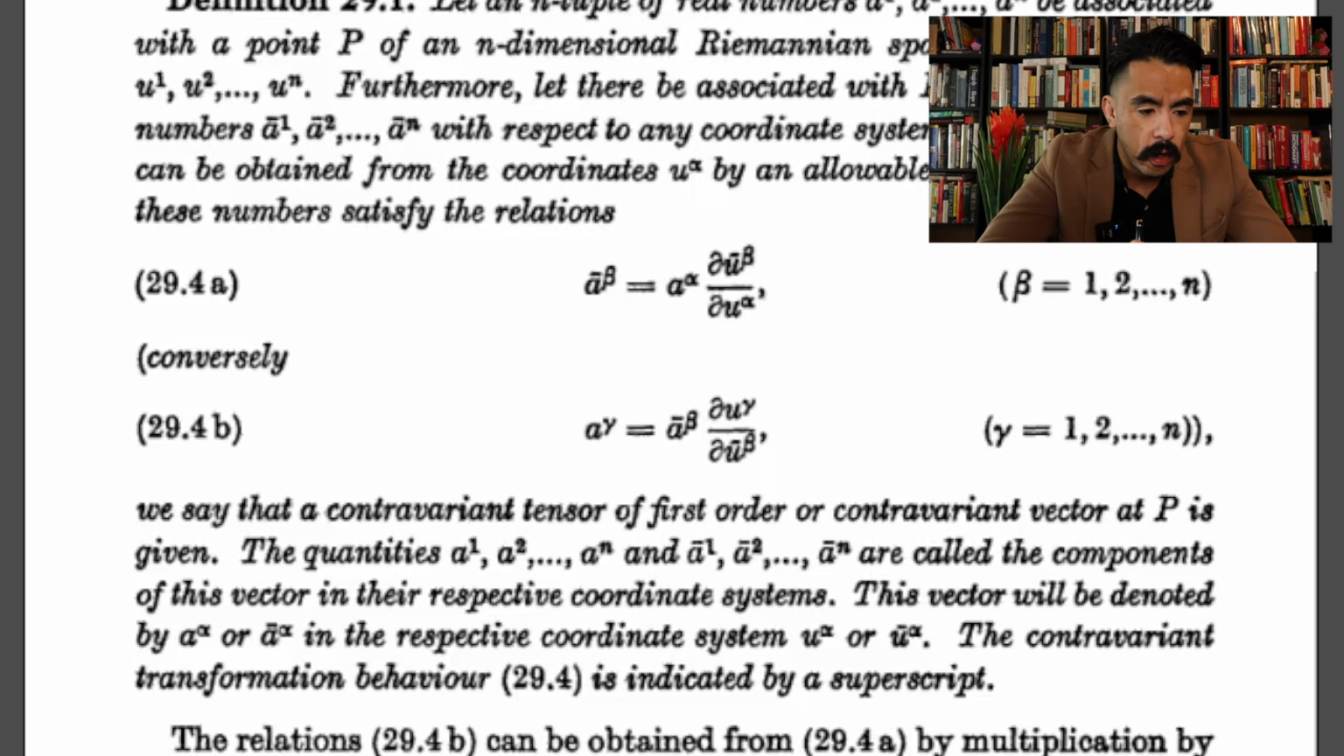The quantities a^1, a^2, etc. through a^n and ā^1, ā^2, etc. through ā^n are called the components of this vector in their respective coordinate systems. This vector will be denoted by a^α or ā^α in the respective coordinate system u^α or ū^α. The contravariant transformation behavior given by these relations is indicated by a superscript.